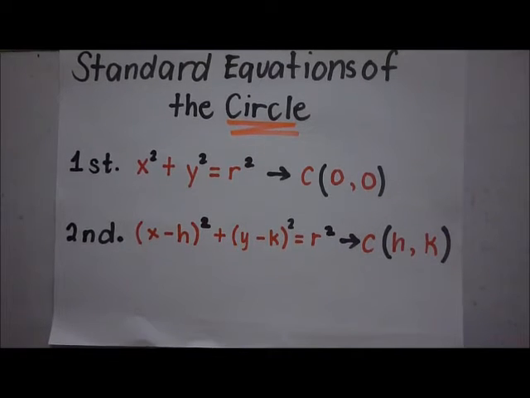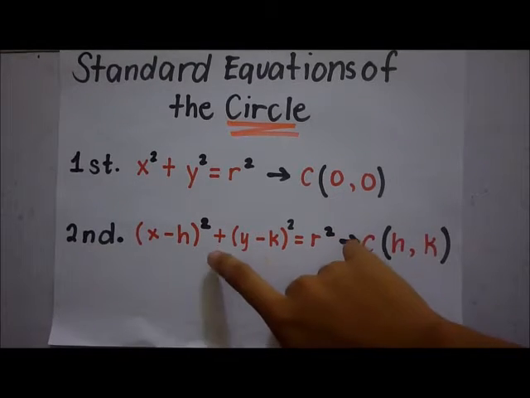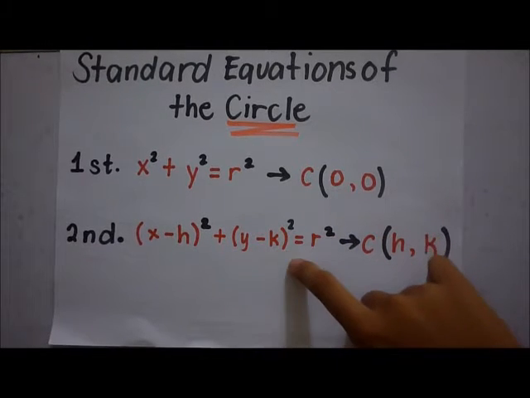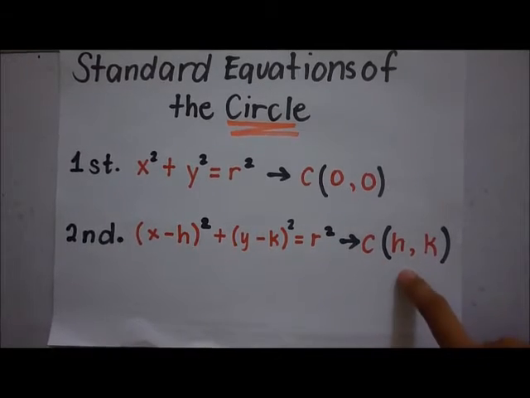The second equation of the circle is (x minus h) squared plus (y minus k) squared is equal to r squared, when the given center of the circle is at (h, k).